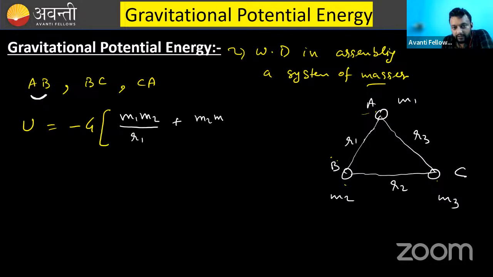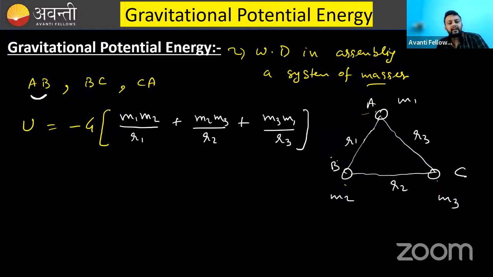Now plus another pair, BC. The product is M2 M3, divided by the separation, which is R2. Plus another pair, AC. AC is M3 M1, divided by the separation R3. This is the method of writing gravitational potential energy. Minus, and G put outside, start the bracket, multiply the charges in a pair, divide by their separation. Product of charge divided by separation, product of charge divided by separation.